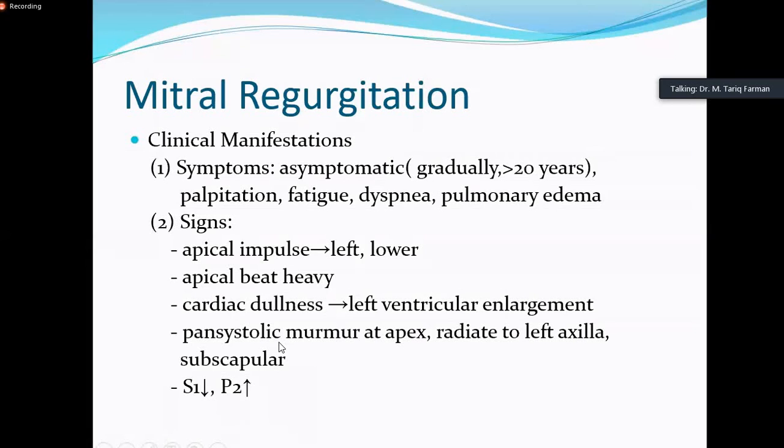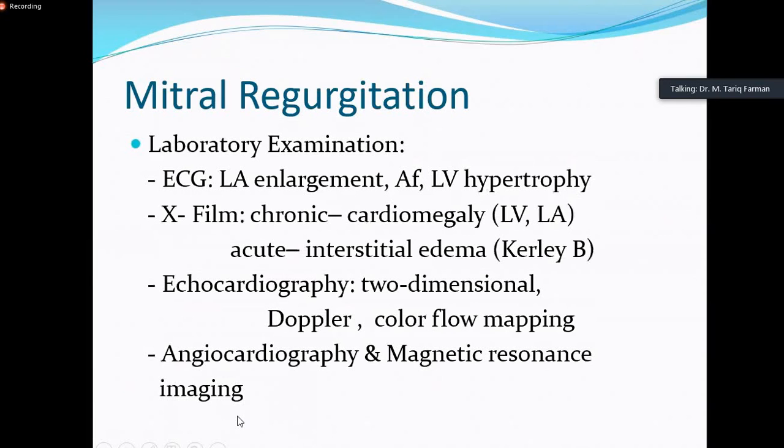In case of mitral stenosis, you must have diastolic rumble. But in case of mitral regurgitation, pansystolic murmur over the apex. Systolic murmur, right? ECG, again the signs of left atrial enlargement, and AF may be there. But what is the difference between the mitral stenosis and mitral regurgitation? In case of mitral regurgitation, signs of left ventricular hypertrophy are also there on ECG.